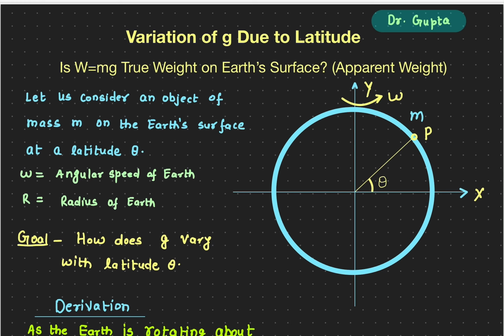Okay, so what is the goal of this video? The goal of this video is to derive an equation which tells you the variation of acceleration due to gravity due to the latitude. Let me talk you through it briefly. First I will tell you the overall idea of why this g, acceleration due to gravity, depends upon the latitude.